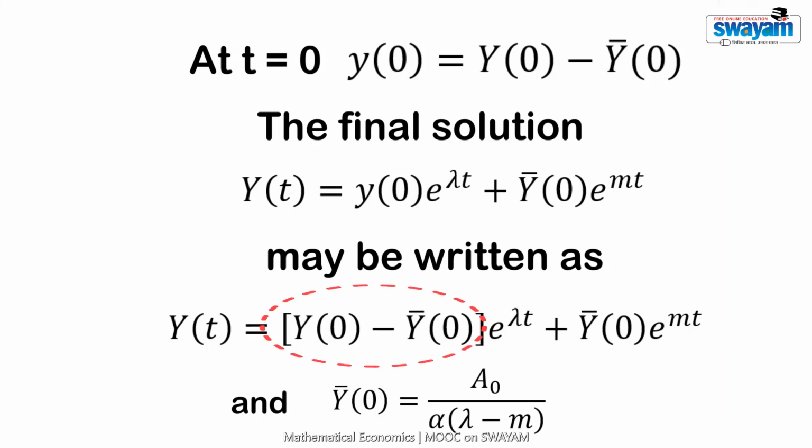If y0 is equal to y bar 0, then the time path of income is equal to the equilibrium rate of growth of income at the same rate as autonomous investment, that is A naught e to the power mt. If y0 is not equal to y bar 0, then the time path of income will progress away from the equilibrium path by a rate of lambda.